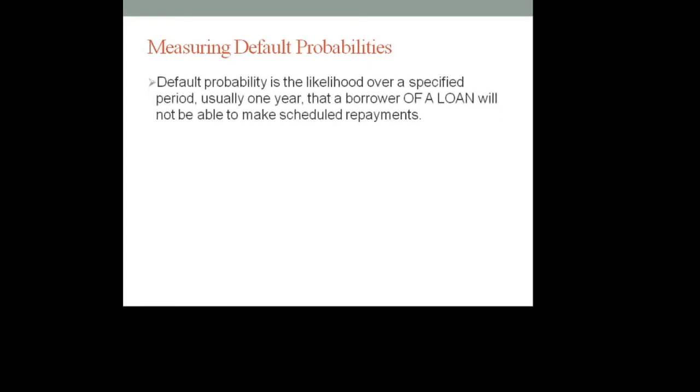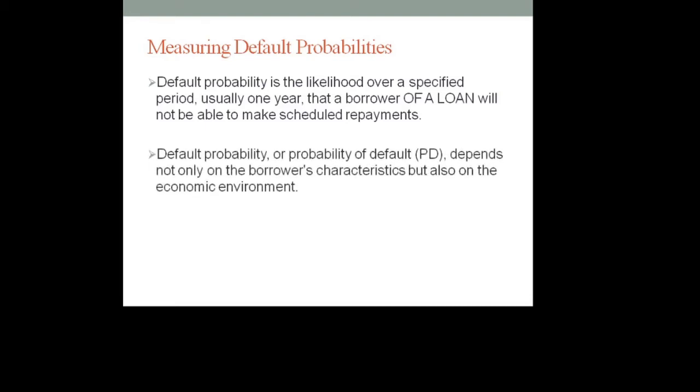First of all, we'll see what default probability is. Default probability is the likelihood that over a specified period, usually 1 year, a borrower of a loan will not be able to make scheduled repayments. So the chance of default is actually the default probability. Default probability, or probability of default, is written as PD.